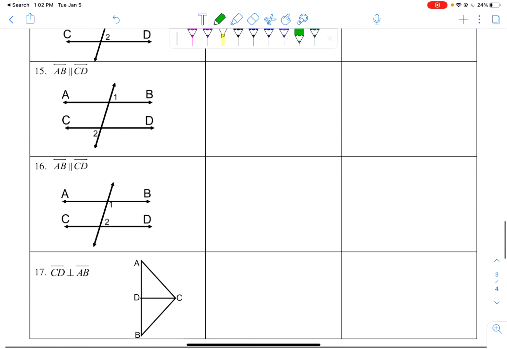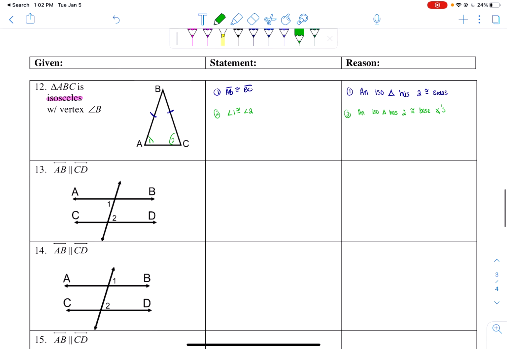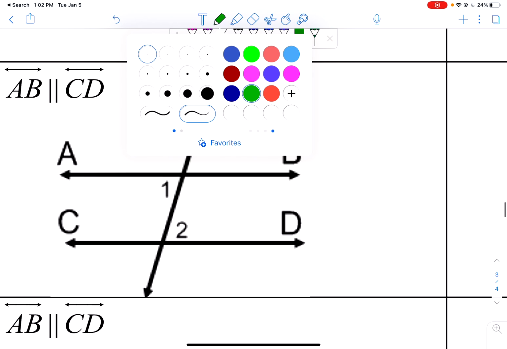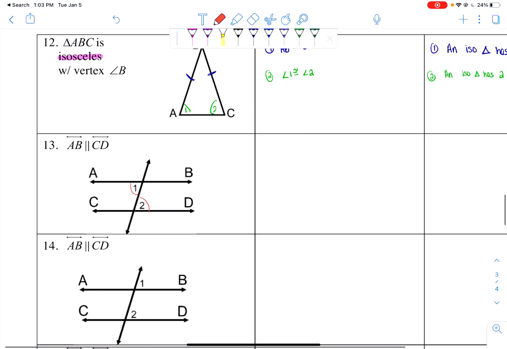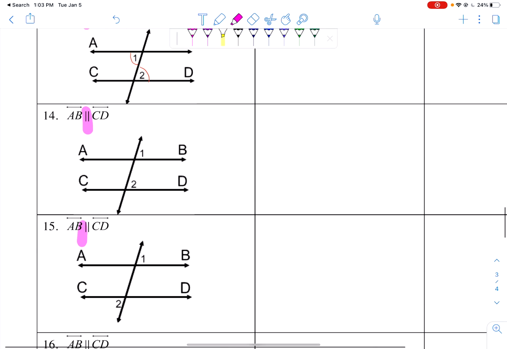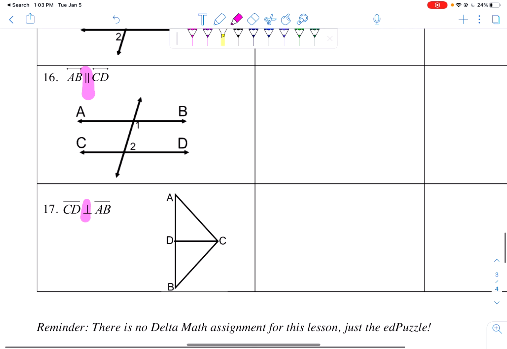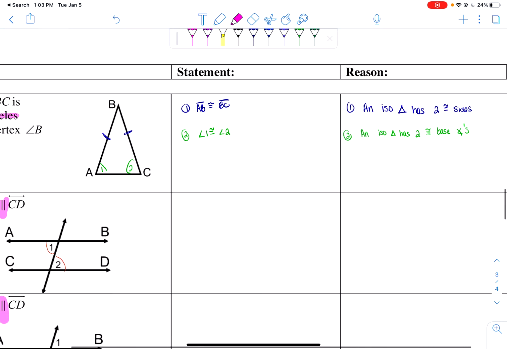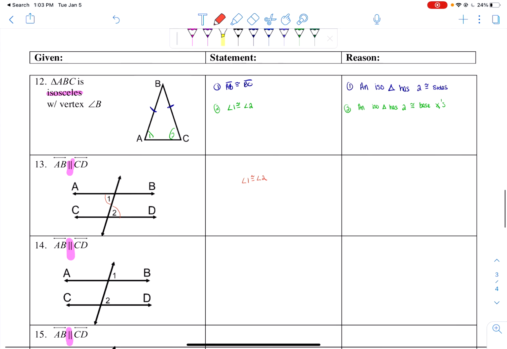Now, AB parallel CD. So these are the things that we can just say. If you look at AB parallel to CD, I can say that angle 1 and angle 2 are congruent because I know that they are alternate interior angles. Remember, this is your parallel symbol. And that's your perpendicular symbol. So I can say angle 1 is congruent to angle 2. And the reasoning is because they're alternate interior angles.